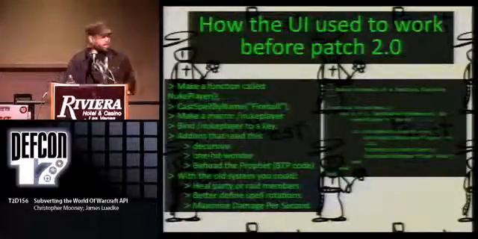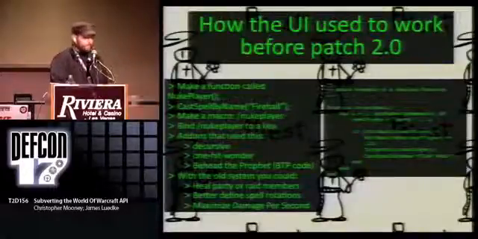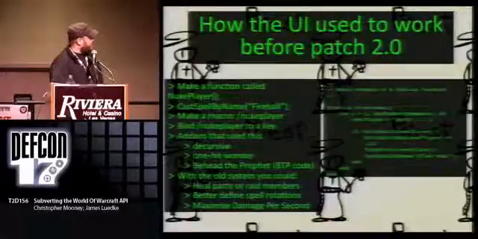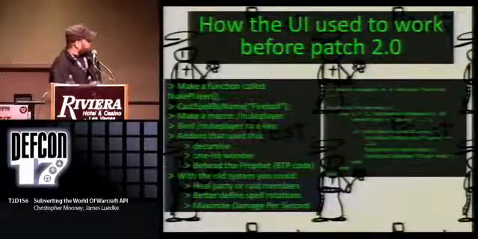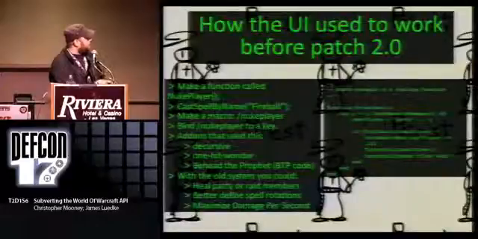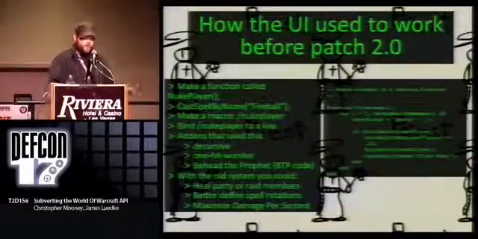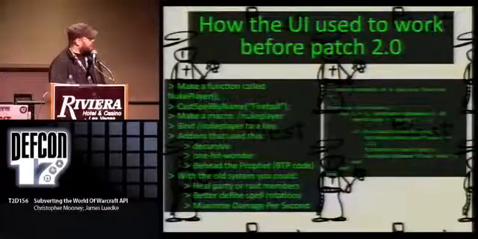So the UI in the 2.0 patch, for those of you who played World of Warcraft before Burning Crusade and you're old school, you used to be able to make a function like nuke player, and then you could create this cast spell by name fireball, and you'd make a macro, nuke player, bind that to a key, and from a key press cast a spell like that, without macros, in Lua, in the API language that they had provided for you.